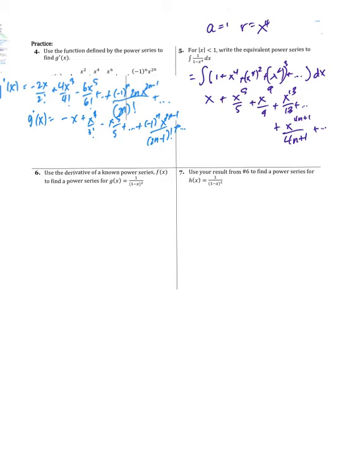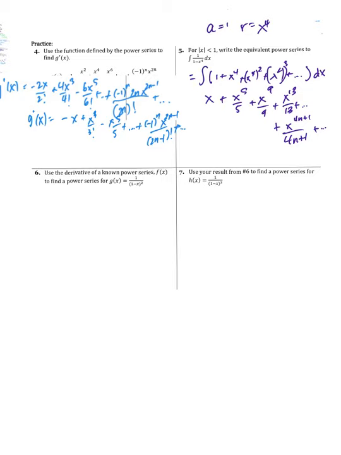Now, if you haven't done any of these problems on your own, I really recommend that you pause the video and try to do number 6 on your own. So number 6 says, use the derivative of a known power series, f of x, to find a power series for g of x, and that is 1 over (1 minus x) quantity squared.